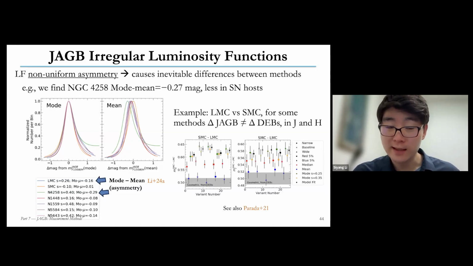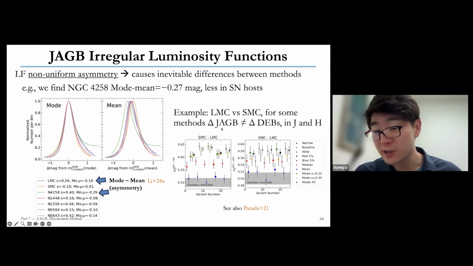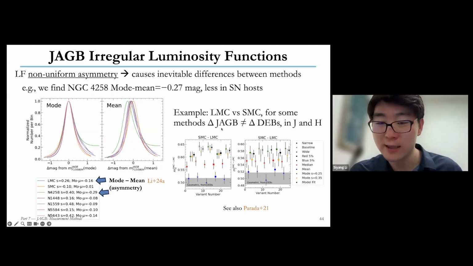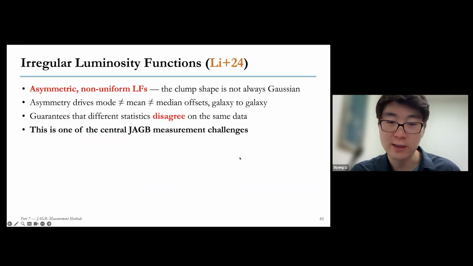This is something that we investigated with JWST data. We also did find a similar effect in the ground-based data when we looked at the Large and Small Magellanic Clouds. And so for the interest of time, I won't go into this too much, but if you have any questions, feel free to ask later.